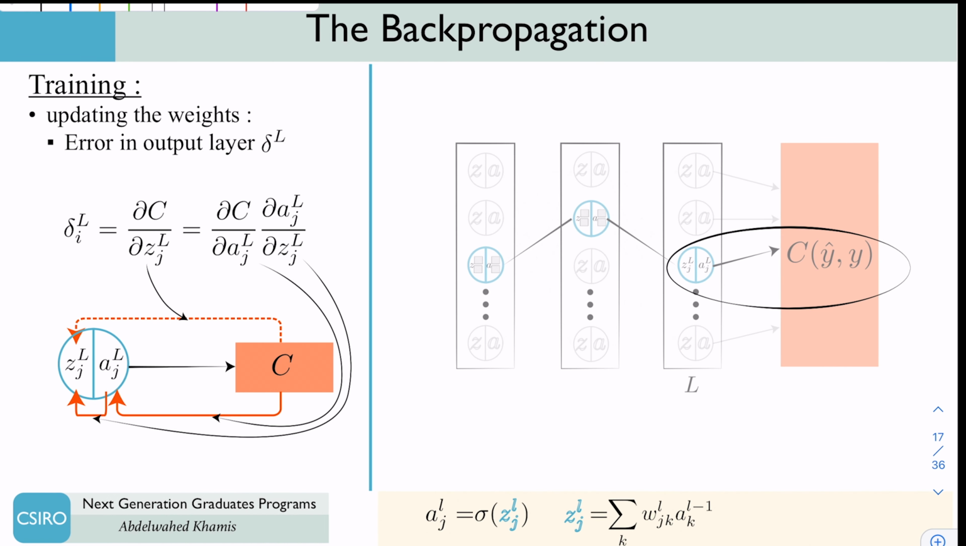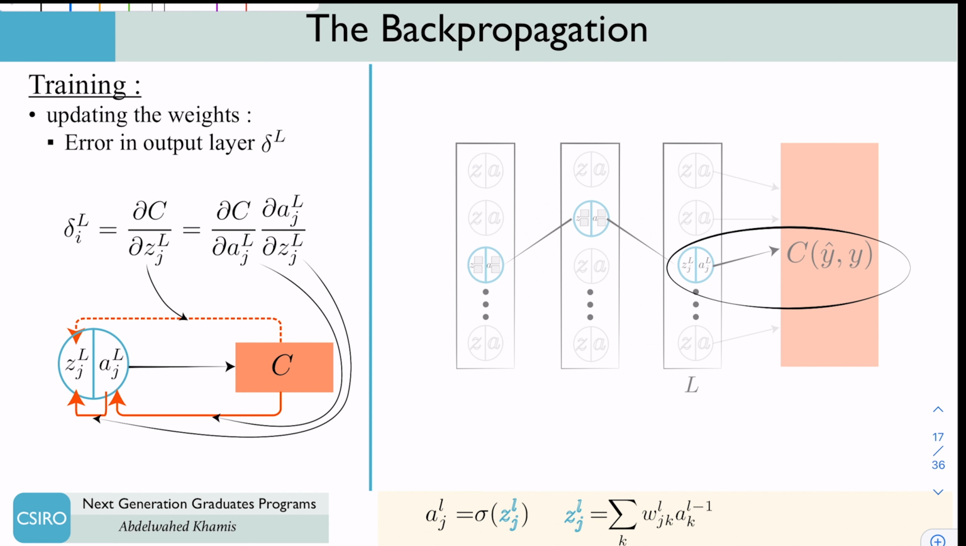So the equation for the last layer is the one I'm showing here. The first term depends on the choice of the cost function. We didn't specify what the cost function will be yet. And the second is the gradient of the activation with respect to Z.